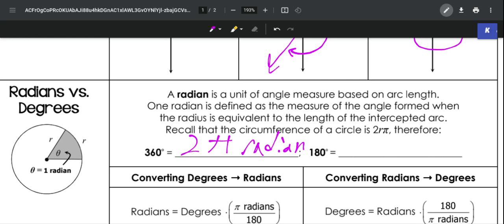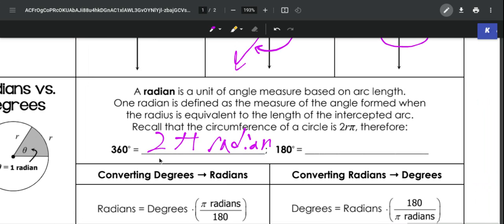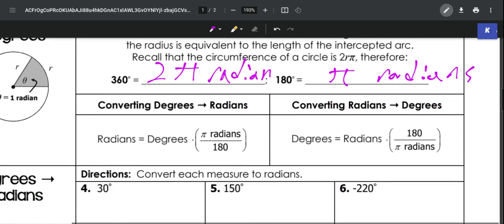So if you ever see 2 pi radians, that's telling you that that's 360 degrees. That means half of that would be 180. So half of 360 is 180, and half of 2 pi would just be pi. So 180 is equal to pi radians. And that's actually what we use to help us convert these.